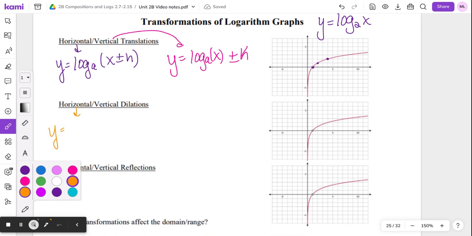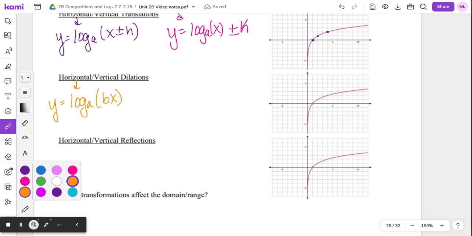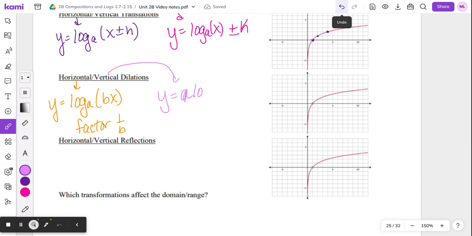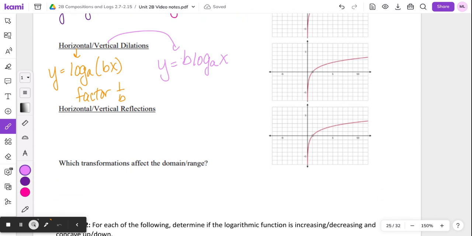Horizontal dilations, that again has to be in on the x, so it would be something multiplied right to the x. Remember that the factor would be 1 over b. And then if we've got vertical, that would be out in front. And I guess these should all be 2, shouldn't they? I don't need to use an a there. Oops. But I'm using a. You would have something out in front. I'm just going to put the b out here. And that would be a factor of b.